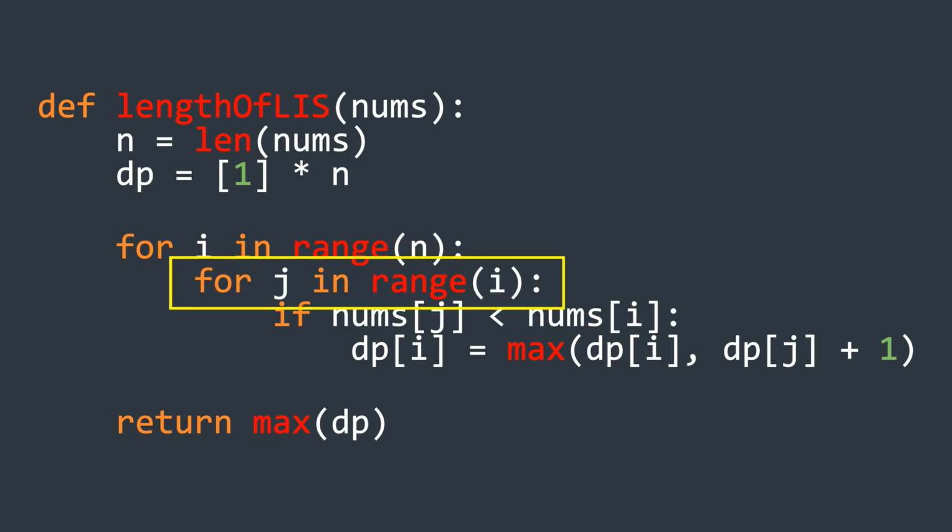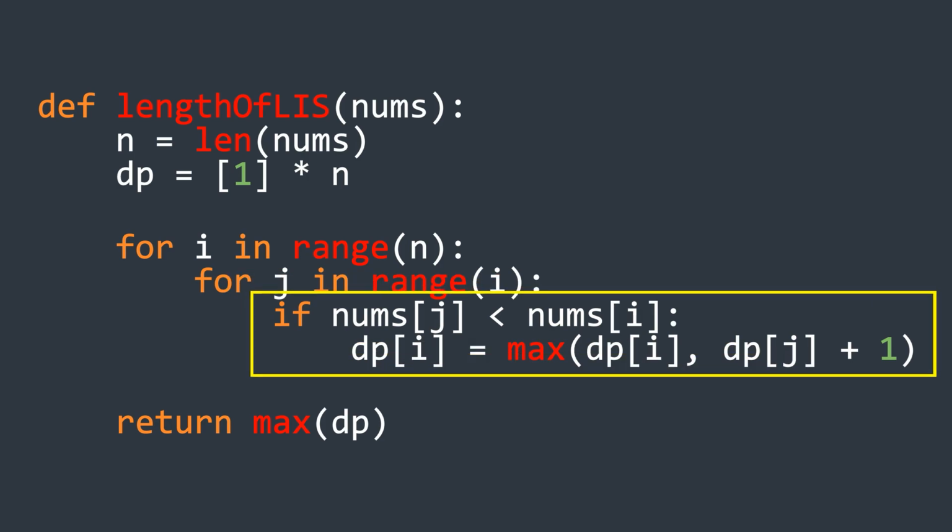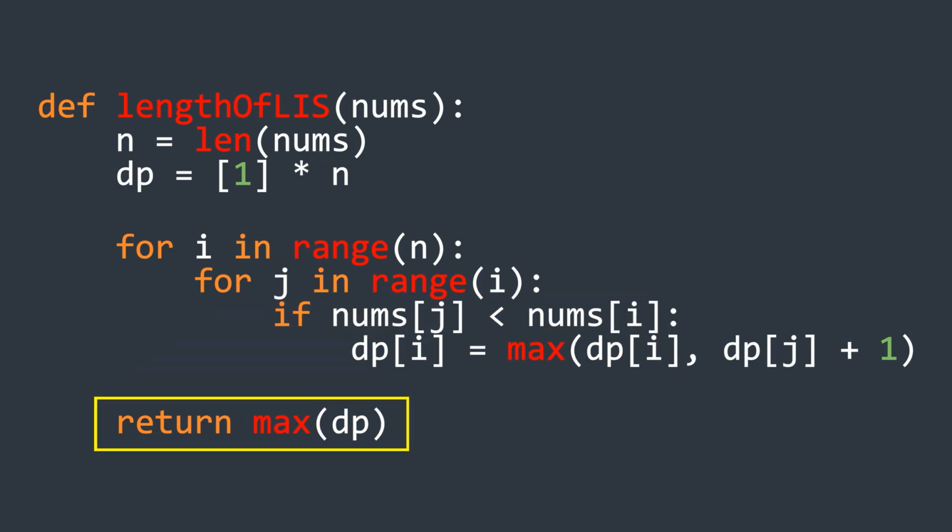Inside this loop, run another nested loop up to i, ensuring we only compare elements before the current index. For each element before i, compare it with the ith element. If any previous element is smaller, update the DP array accordingly using this formula. Once the loop finishes, return the maximum value from the DP array, which represents the length of the longest increasing subsequence. Try coding this yourself and solving the problem on Leetcode.